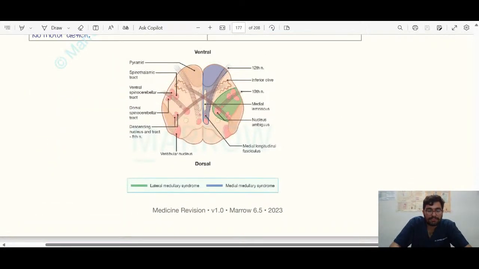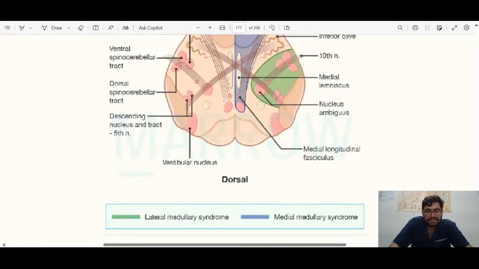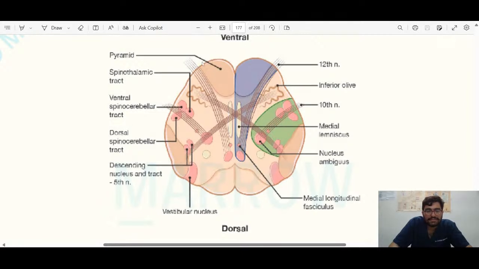Here is the diagrammatic representation. I will focus on the diagram more clearly. Here you can see the lateral medullary syndrome very clearly. This stands for the pyramid, spinothalamic tract. Here this is the dorsal spinocerebellar tract, descending nucleus and tract of the fifth nerve. This part is the vestibular nucleus. You can see clearly the upper part is the dorsal part, the lower part is the ventral part. You can see the 12th nerve here, the inferior olive, 10th nerve, medial lemniscus, nucleus ambiguus. So the medial longitudinal fasciculus will be formed here.